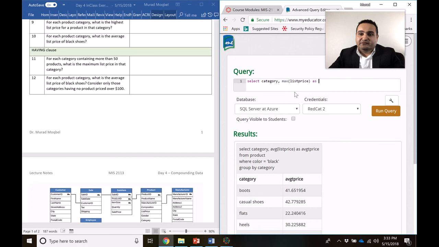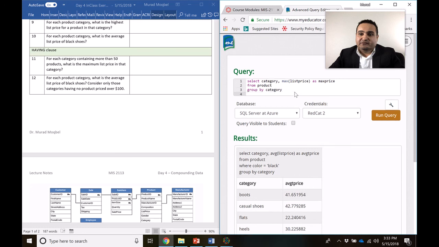as max price from product group by category. Now having, so now it says for each category containing more than 50 products, having count asterisk greater than 50. So this should give me the answer. So the maximum price for every category that has more than 50 products in it.